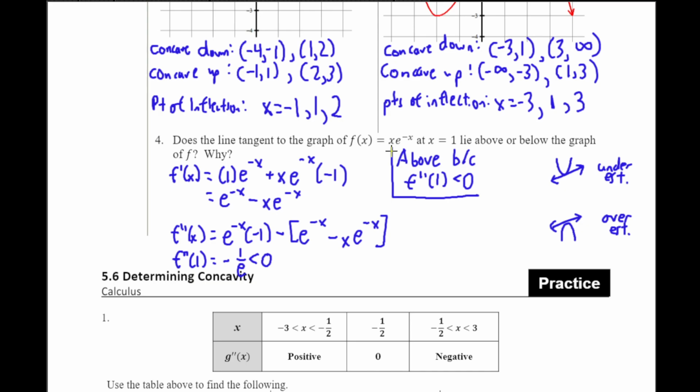This here is a very important lesson. You'll see questions like this every single year on the AP exam. If you have questions, please ask your teacher for help.